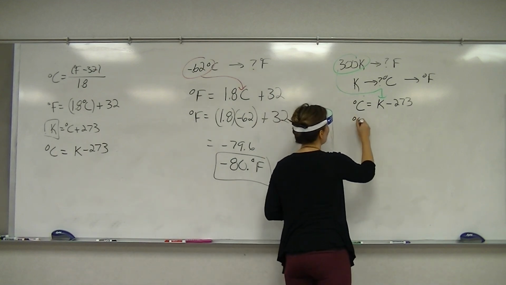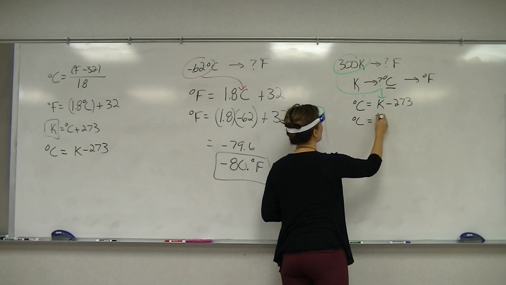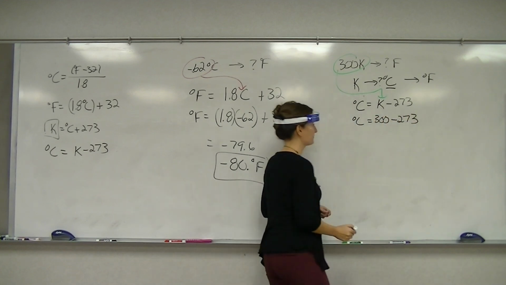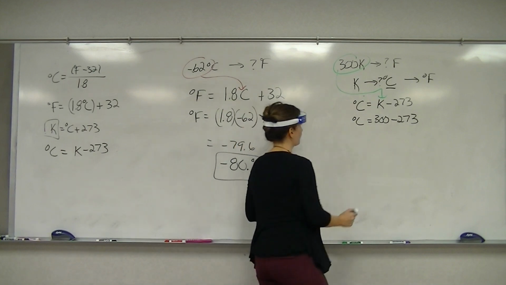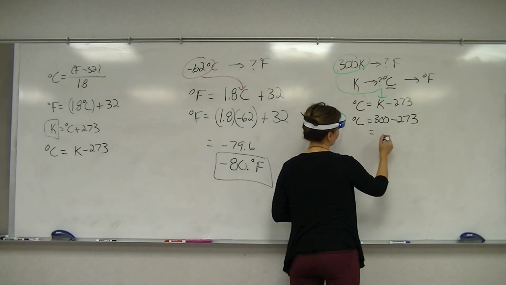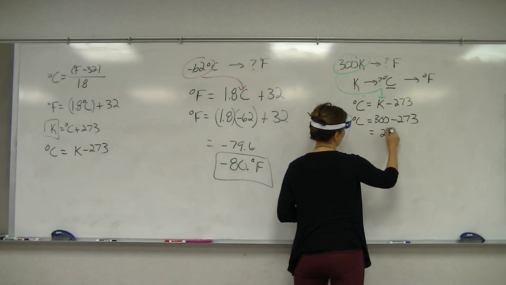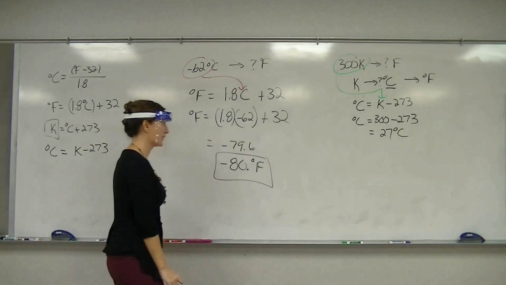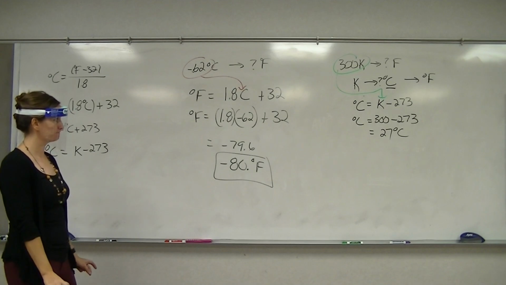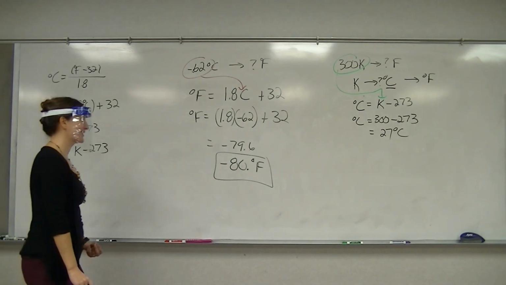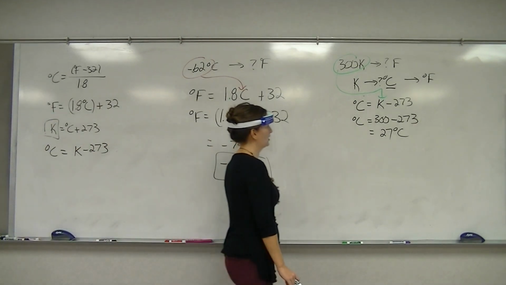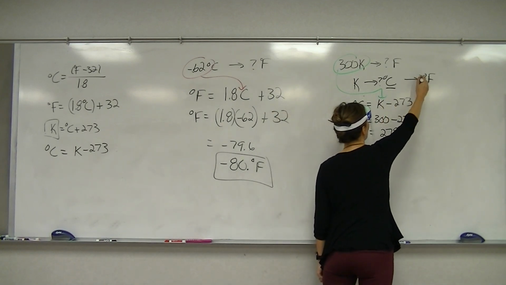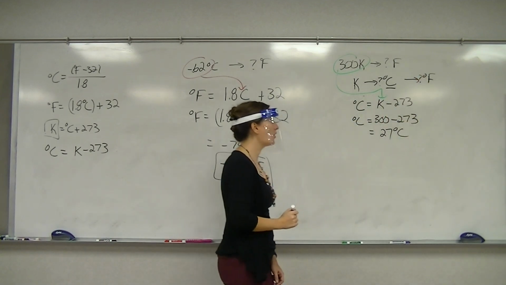I'm going to take this 300 and plug it in. To figure out the Celsius, I take 300 and subtract 273 from it. That's going to get me 27 degrees Celsius. But that's not my final answer. That's just the step to get to Fahrenheit. So next, I need to go from Celsius to Fahrenheit. So Fahrenheit's my question mark.